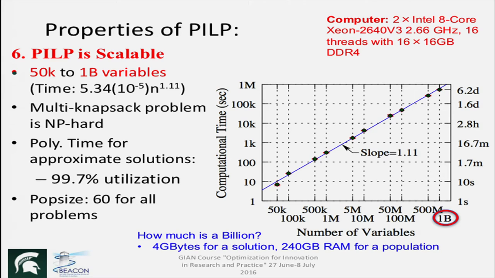Yeah, I mean, sometimes you can have 64 if you spend a little more money. And then we are talking about population size 60. So 60 times 4, each solution is 4 gigabyte. 60 solutions I have to store, so 240 gigabyte. And sometimes we need two populations, right? Because the old population and the new population, you don't want to mix it up.